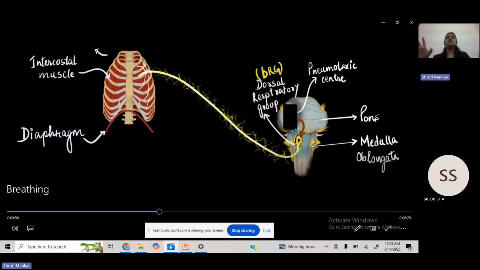Okay. Now this pneumotaxic center is so beautifully trained that it does not switch off for more than 3 to 5 seconds. Okay.